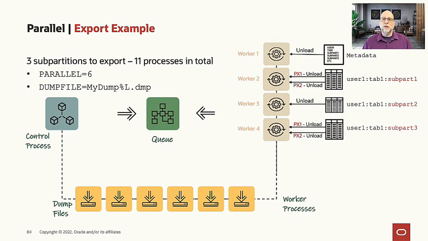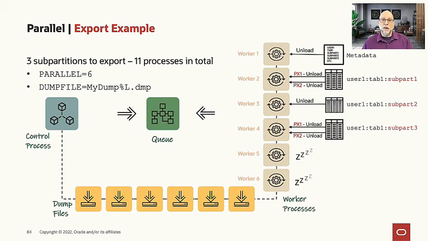The other workers are coordinating things. But what you also have are 2 currently idle processes, worker processes that aren't doing anything because you specified parallel 6, and we only want 6 processes unloading data at any given time. So even though you said parallel 6, we end up with a total of 11 processes here. We have the control process, we have 6 worker processes, and then we have the 4 parallel query processes running all at the same time.